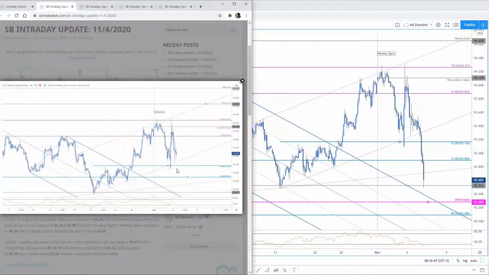Again, no change to any of those levels from yesterday. We're right here, 92.52. Just below that is that 92.28 level.